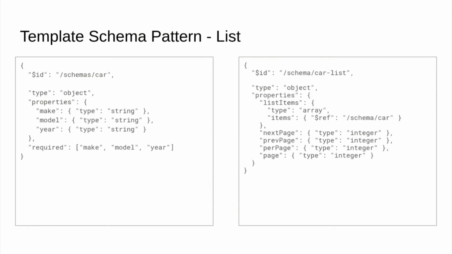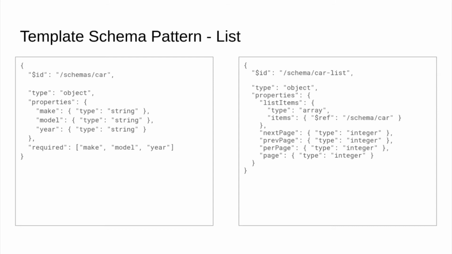Commonly when writing schemas for APIs, we end up with two schemas per type, one for an individual item and the other for a list of those items. The list schema probably has some common paging controls or other metadata included. Ideally, we want all of our list schemas to have the same structure, but we also don't want to duplicate that structure in every list schema in our API.